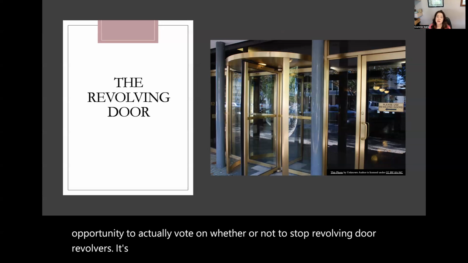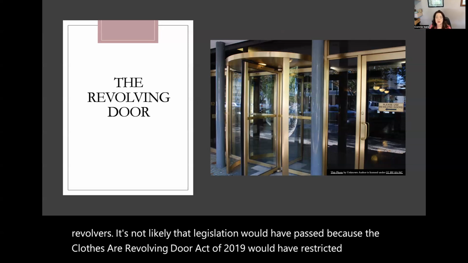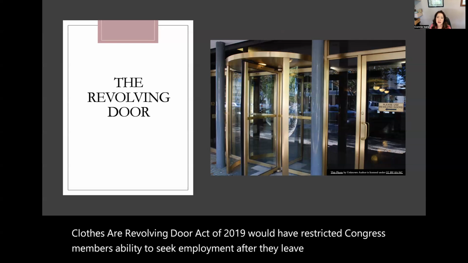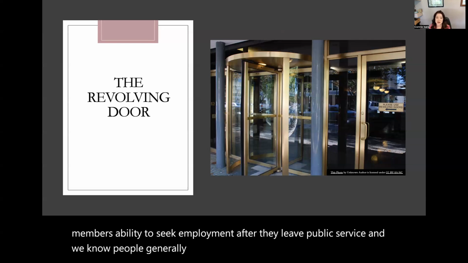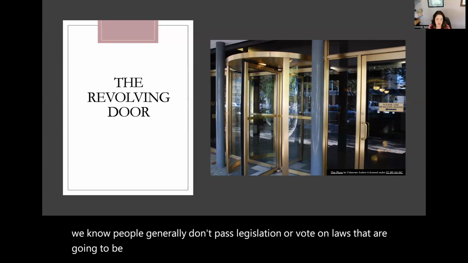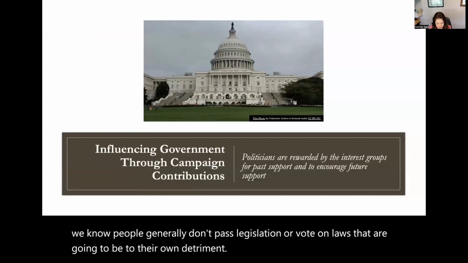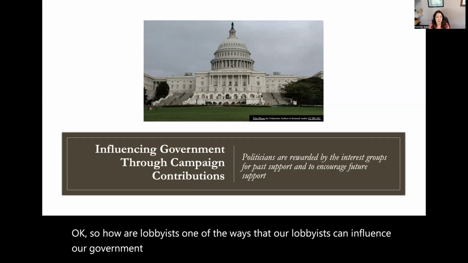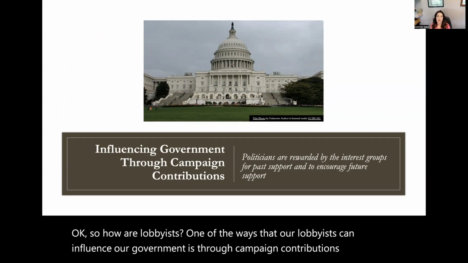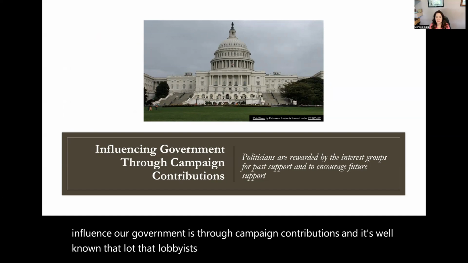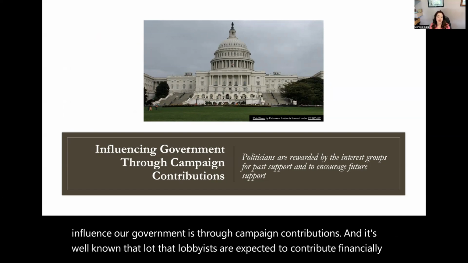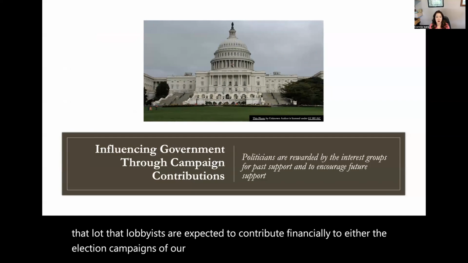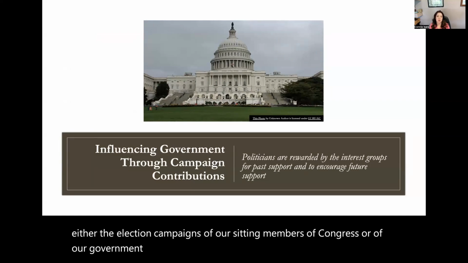It's not likely that legislation would have passed because the Close the Revolving Door Act of 2019 would have restricted Congress members' ability to seek employment after they leave public service. And we know people generally don't pass legislation or vote on laws that are going to be to their own detriment. Okay, so one of the ways that lobbyists can influence our government is through campaign contributions. And it's well known that lobbyists are expected to contribute financially to either the election campaigns of our sitting members of Congress or of our government, or to their pet project that they have in their constituencies.